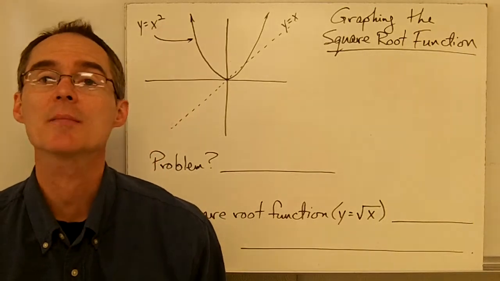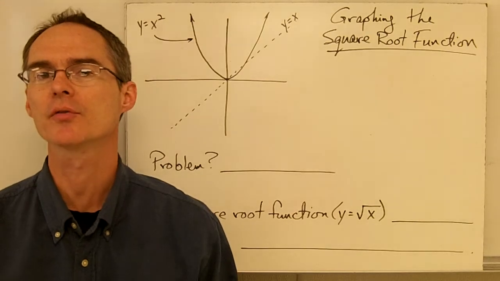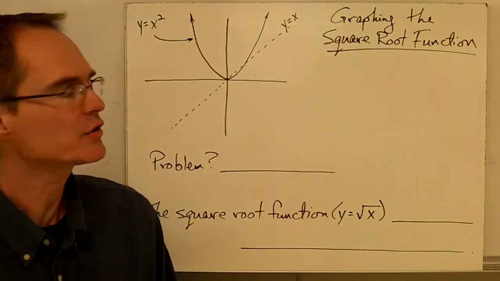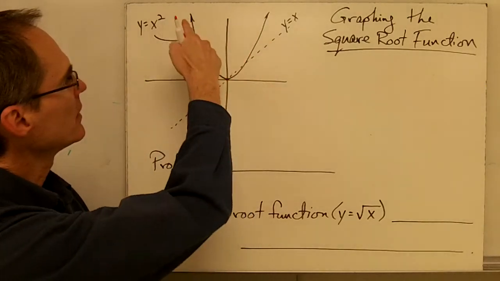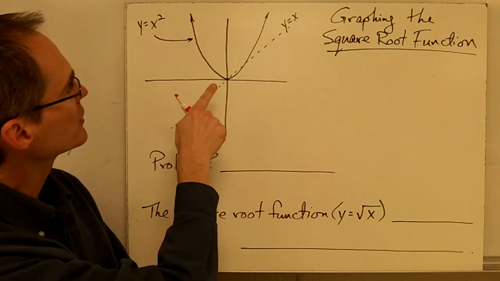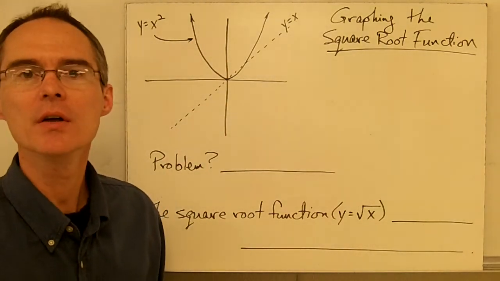Okay, in this video we're going to talk about the square root function, and we're going to take a look at its graph and also some of its characteristics. To come up with the square root function, we start with the quadratic function, y equals x squared, which we've seen before. And what we're going to do is find the inverse of the quadratic function.